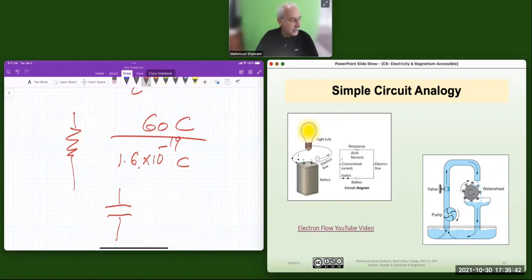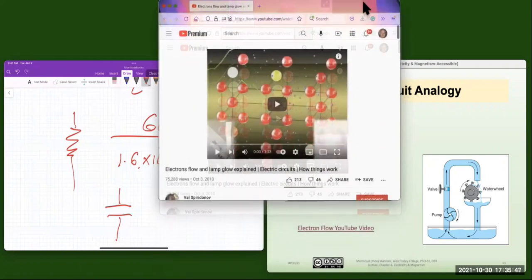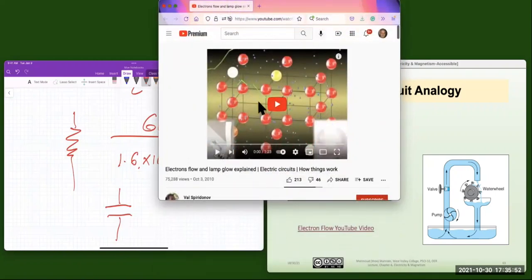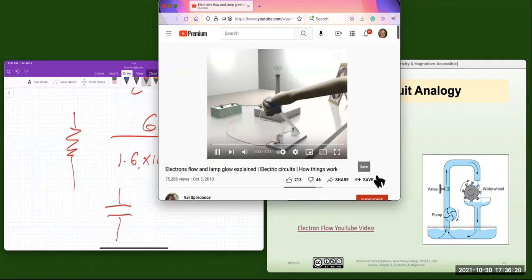So let me see if I can show you this animation here. Let's watch this. It basically shows how the electrons move through a conductor. You see these tiny little dots? Those are the electrons. This is the path of the electron. And these circles are the atomic sites in that particular conductor.